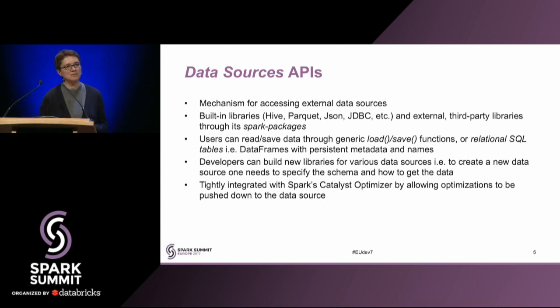At the same time, developers can build new libraries based on the data source API. For example, to create a new data source, one only needs to specify the schema and how to get the data. An important characteristic of these APIs is that they are tightly integrated with the optimizer, Spark Catalyst, allowing optimization to be pushed down to the data source. These APIs are used by any Spark application that operates on data coming from external disparate data sources.